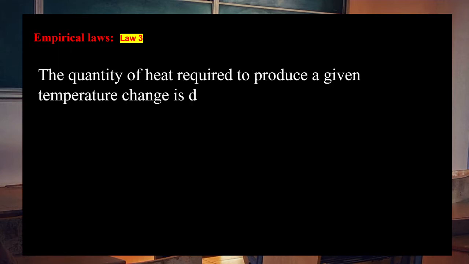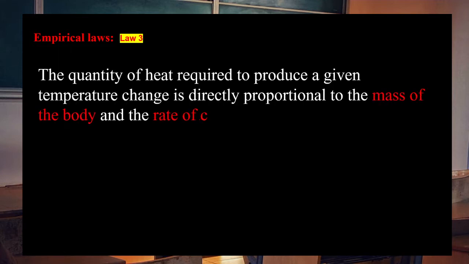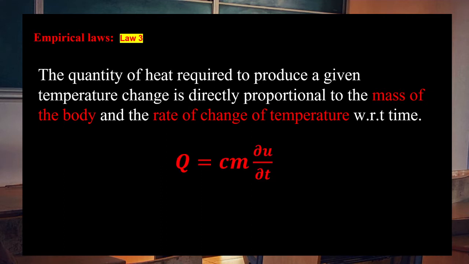The quantity of heat required to produce a given temperature change is directly proportional to the mass of the body and the rate of change of temperature with respect to time. That is, Q = Cm ∂u/∂t, where C is the specific heat capacity of the material, m is the mass of the body, and ∂u/∂t is the rate of change of temperature with respect to time.